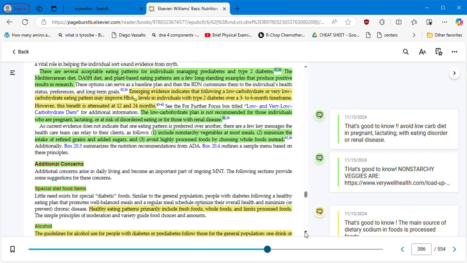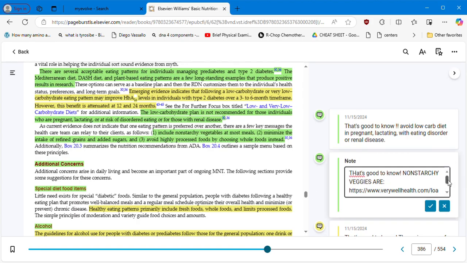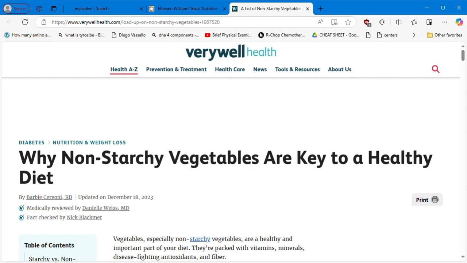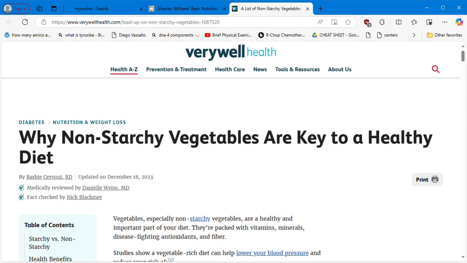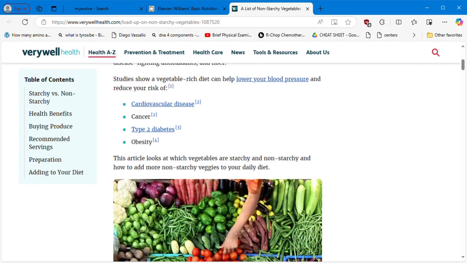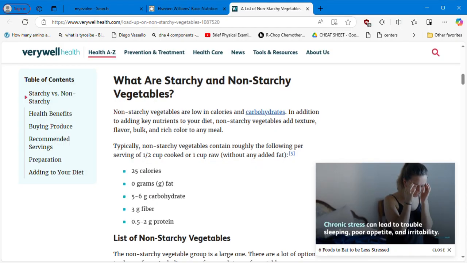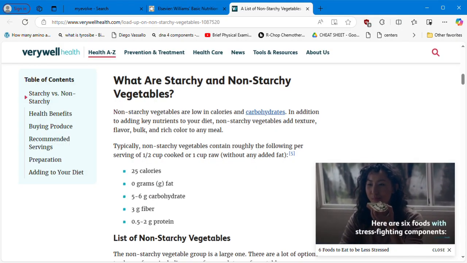And then to minimize the intake of refined grains and added sugars, and then avoid highly processed foods by choosing whole foods instead. So here there is a website where we can see, and this is, I would say, the most important part of the chapter at the end, because everything is summarized. Nutrition, right? Non-starches versus starches, right? So then we have here a list. What are starchy and non-starchy vegetables, right?